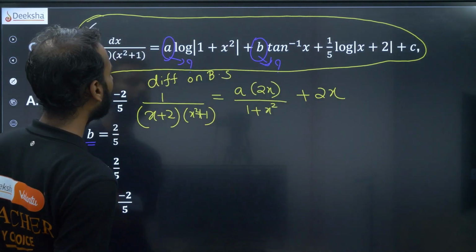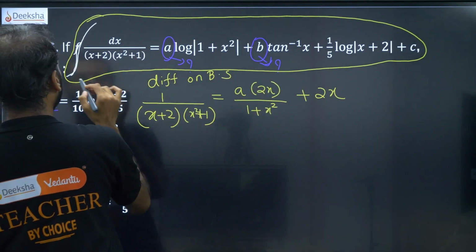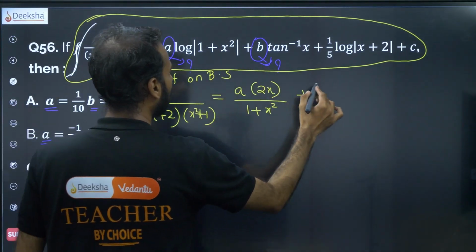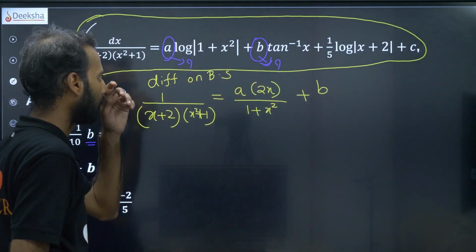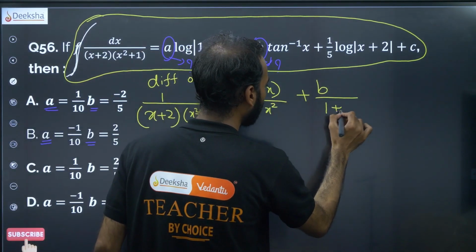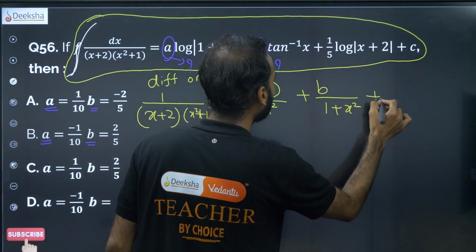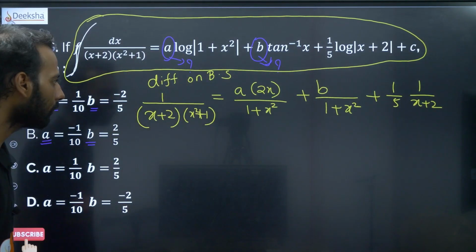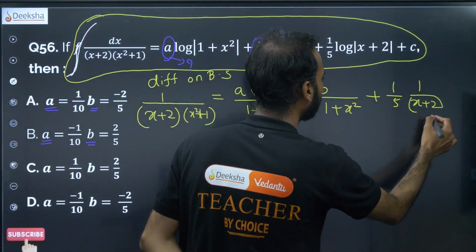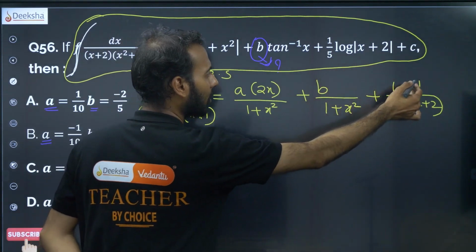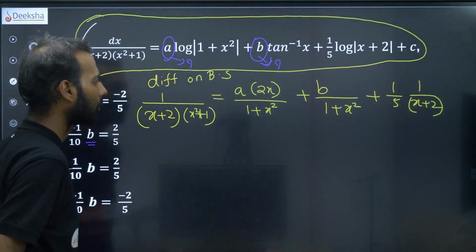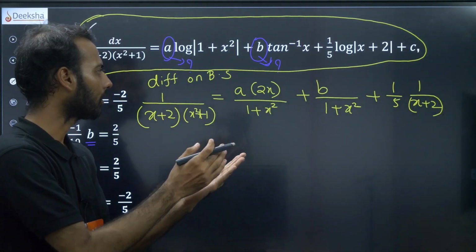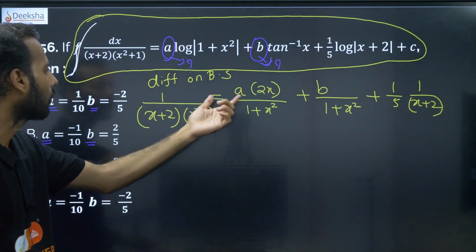So differentiation of this is done. B, tan inverse x: if I differentiate tan inverse x, I get 1 by 1 plus x square, plus 1 by 5, 1 by x plus 2. I am differentiating this log function. D by dx of log x is 1 by x. D by dx of tan inverse x is 1 by 1 plus x square. I request all the students who are watching: if you don't know the formulas, keep all of them in one sheet of paper or one book to solve this problem.